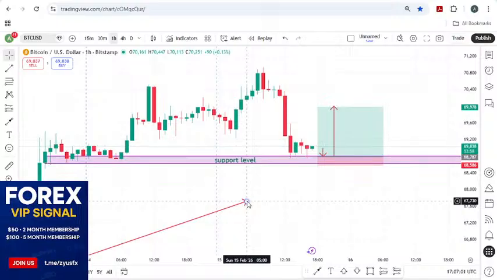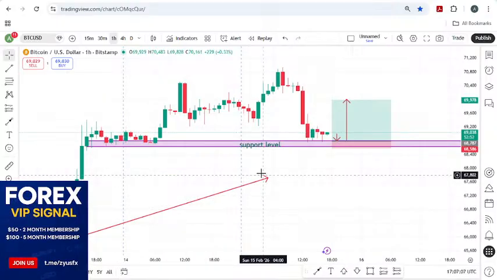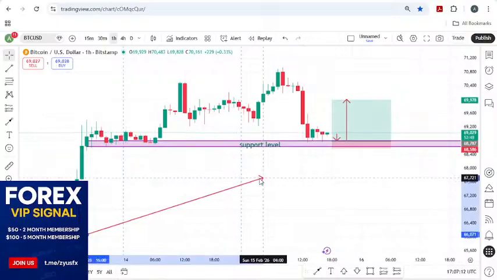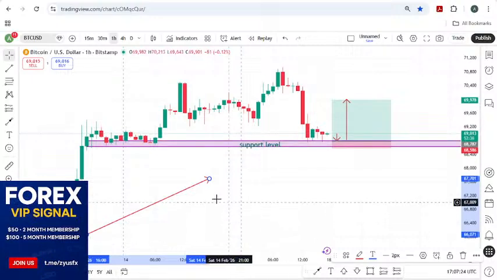So that's the analysis for Bitcoin USD. We have analyzed gold and we have analyzed Bitcoin USD. If you have any question, drop it down in the live chat or in the comment section below and I'll respond to you. So let's move on to the next pair, which will be the pound JPY.